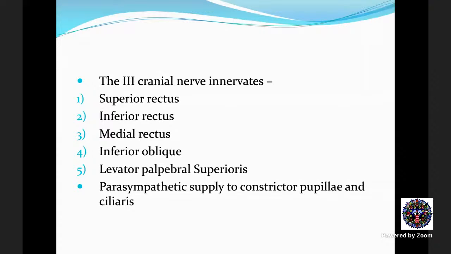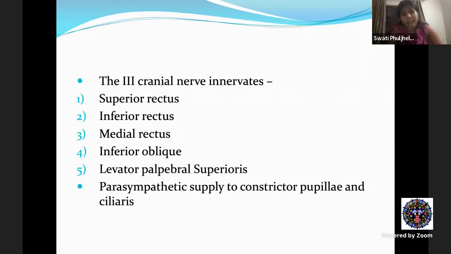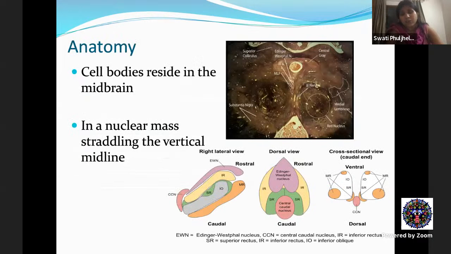So to begin with, third nerve, as we all know, supplies almost all extraocular muscles in the eye, excluding superior oblique and lateral rectus. So it's very interesting to know the anatomy of the third nerve, which itself is very complicated and intriguing.